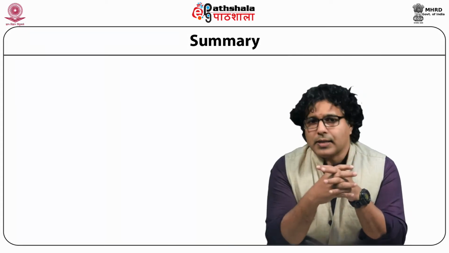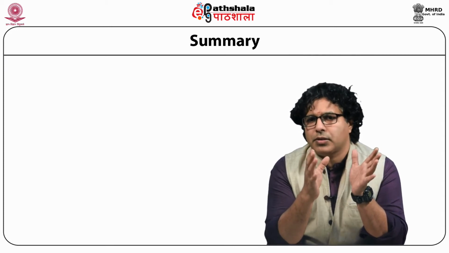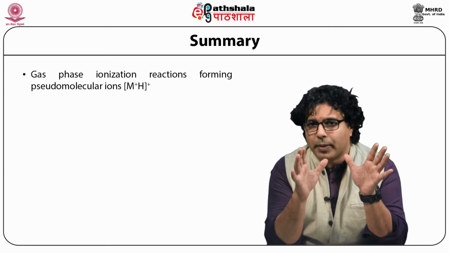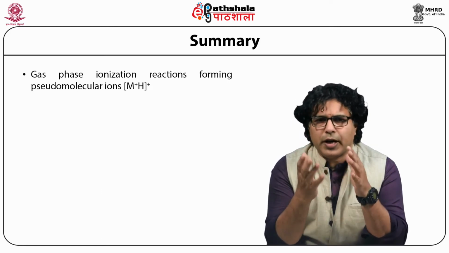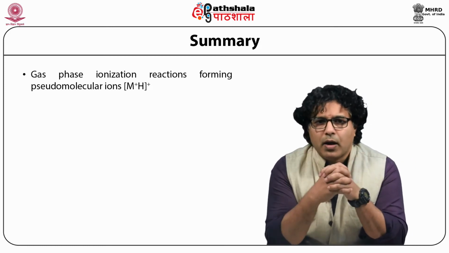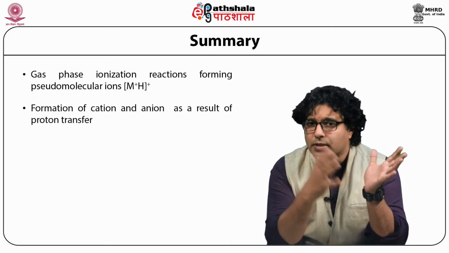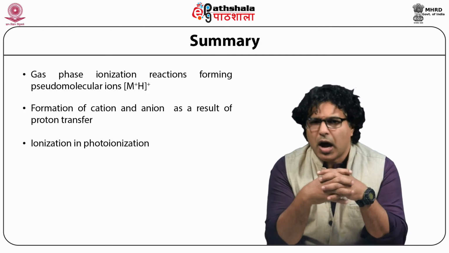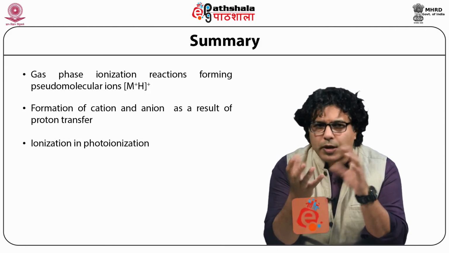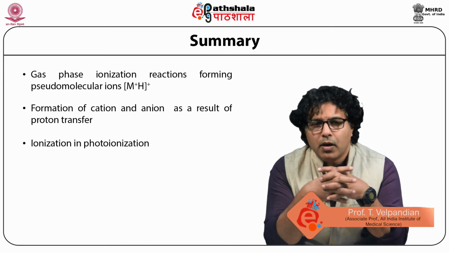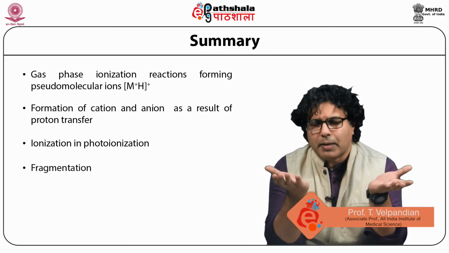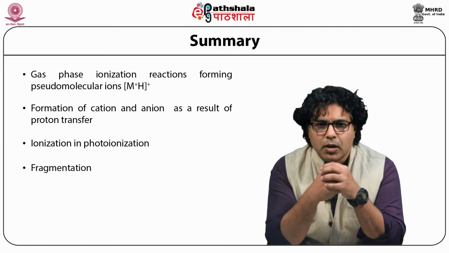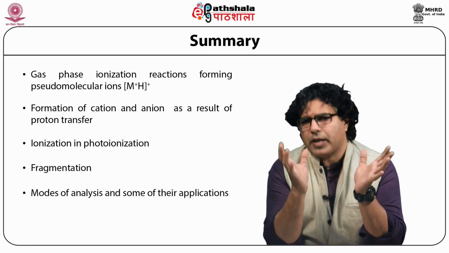So students, let us now summarize what we have learned from today's module. We have seen gas phase ionization reactions forming pseudomolecular ions, that is protonated and deprotonated, cations and anions. Formation of cation and anion as a result of proton transfer, the mechanism behind it. Ionization in the photoionization process, how this protonation is happening in the photoionization mode. Fragmentation, what types of fragmentation have happened, and using the fragments, what are the things which are possible to do. Modes of analysis and some of their applications we have seen.